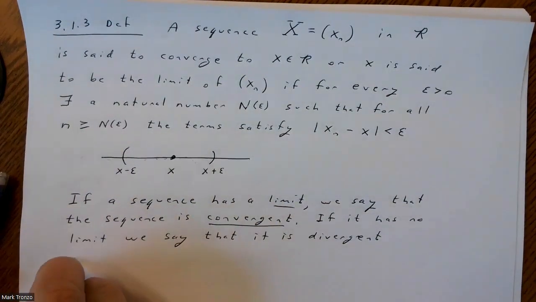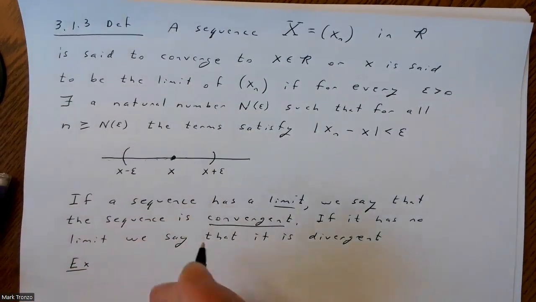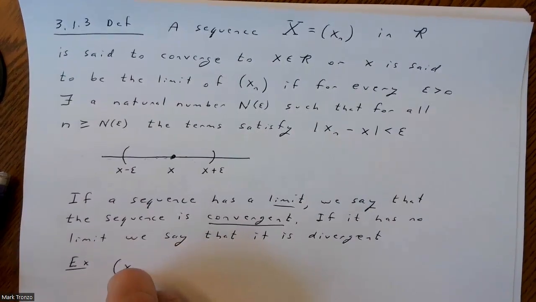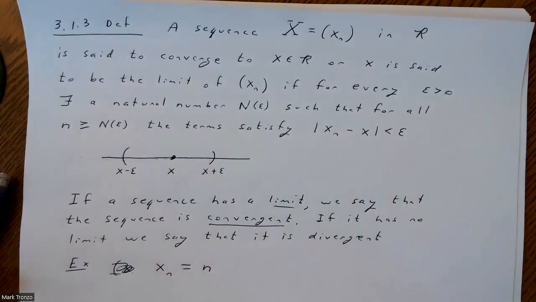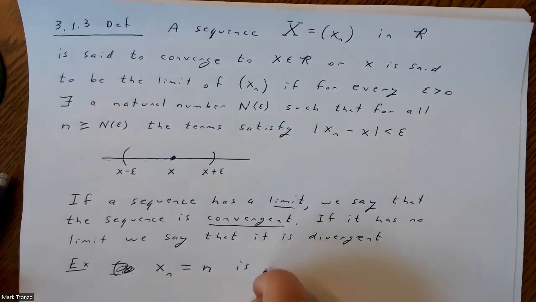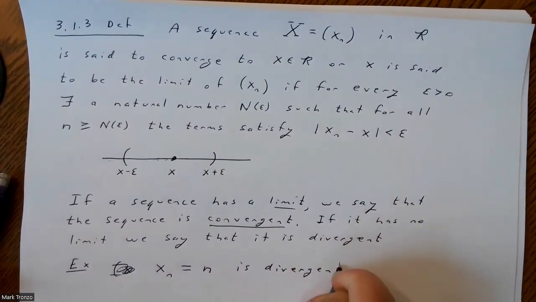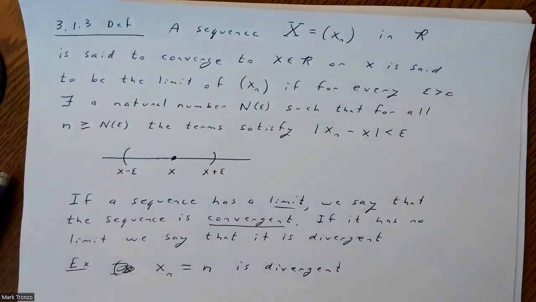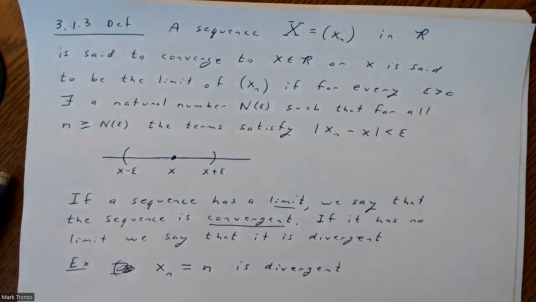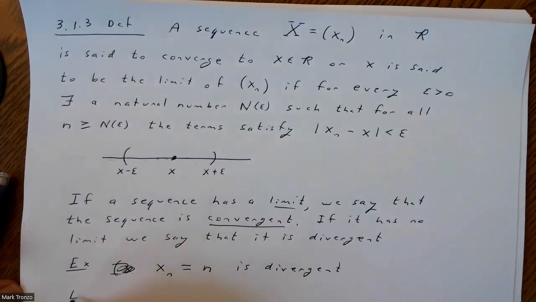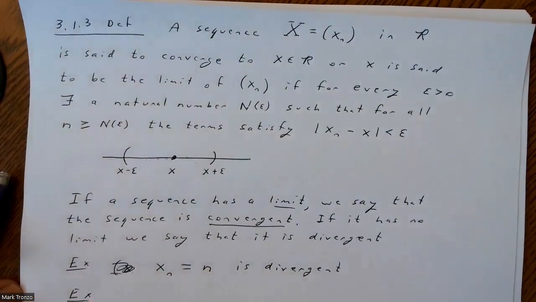So for example, let me do a couple of things. Actually, the sequence, how did I write it before? Say if we just do x_n equals n, that is divergent, because the terms of the sequence are just getting bigger and bigger and bigger, and that's just going to go off. So it's divergent that way. But the main thing is it doesn't have a limit.